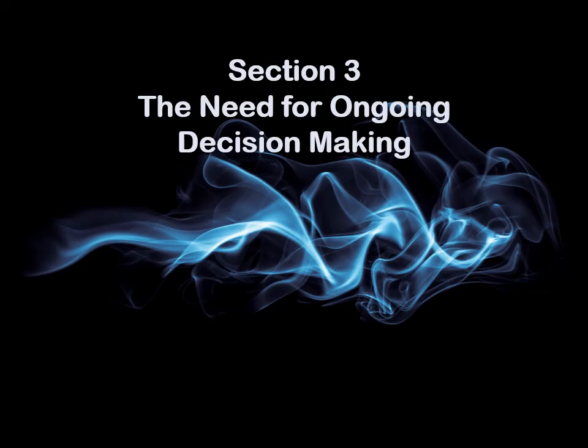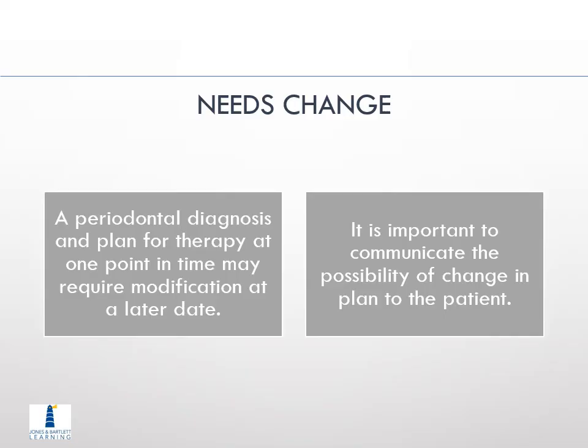Section 3 is going to be the need for ongoing decision making. So here, the needs change as that person progresses. As that periodontal disease either continues to get worse or it gets better, we need to change not necessarily our diagnosis, but we need to change our treatment plan, right?